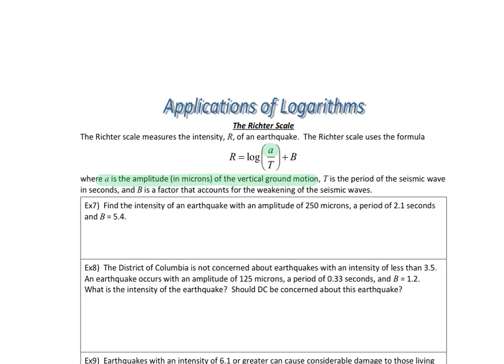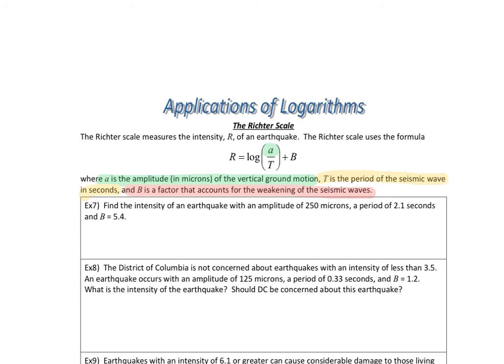T is the period. So the period of the seismic wave, you're talking about a periodic function, and the period is the length of time that it takes to complete one cycle, and it's given in seconds. And then B, this is the part where I'm kind of skeptical. B is a factor that accounts for the weakening of the seismic waves.